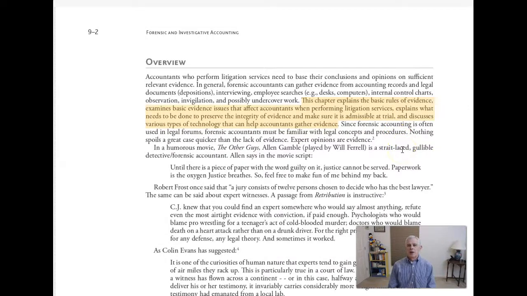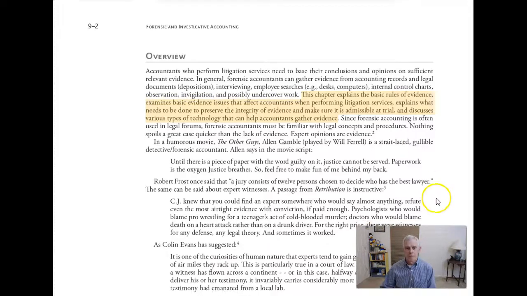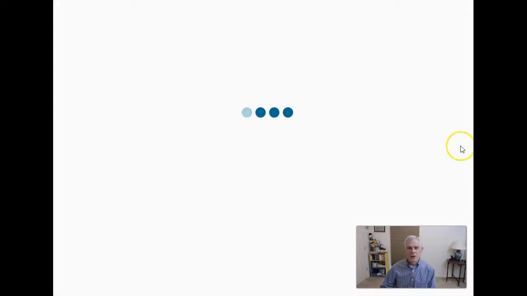Now this chapter explains the basic rules of evidence, examines basic evidence issues that can affect accountants when performing litigation services, and it goes on to say you need to make sure that the evidence is retaining its integrity and that it will not be thrown out and can be admitted into the court. Okay. All right, next page.